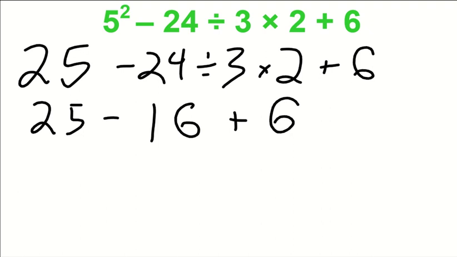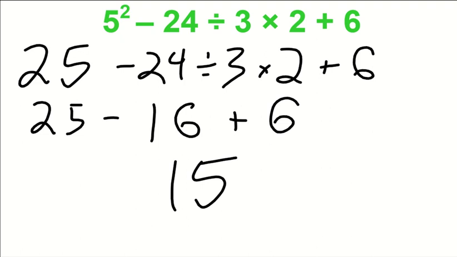Then we do our addition and subtraction. So 25 minus 16 is 9. 9 plus 6 then gives us that 15. Okay? Any questions?